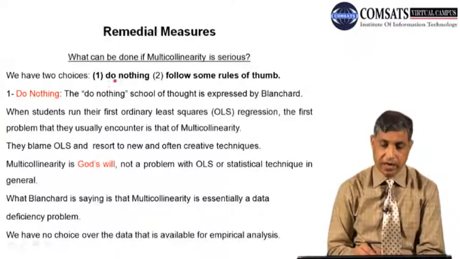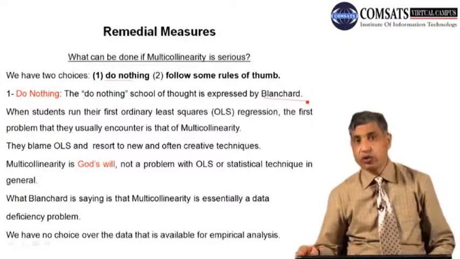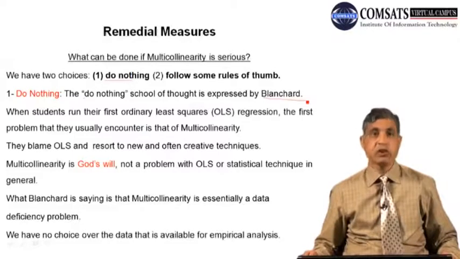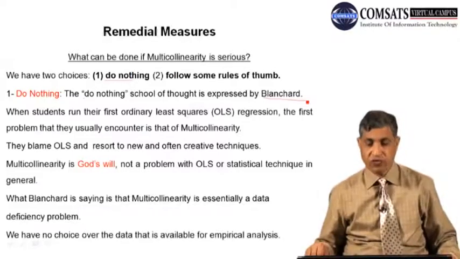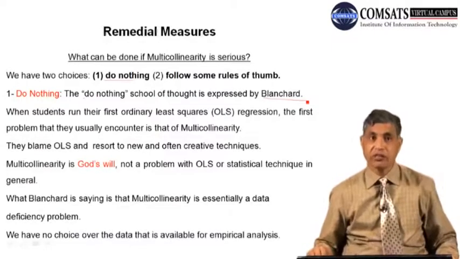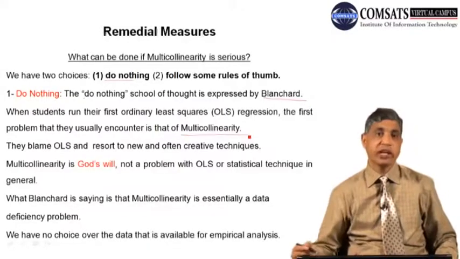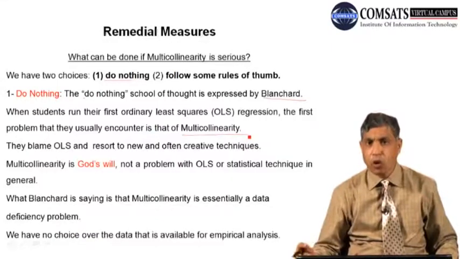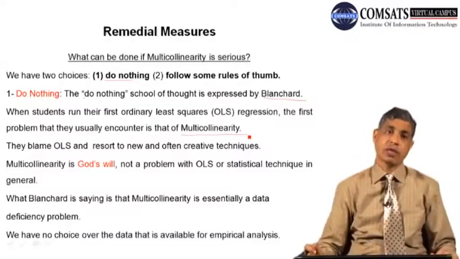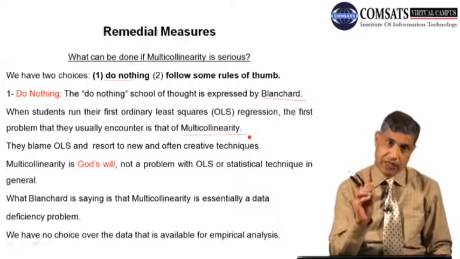This school of thought is led by Blanchard. He said that when students, as beginners, run the regression and estimate the regression coefficients by OLS, the first problem usually faced by the student is multicollinearity. And when they see multicollinearity, they blame the OLS, ordinary least squares. They do not think that the multicollinearity has come from some other source. They just criticize the OLS. They think their method of estimating was wrong.